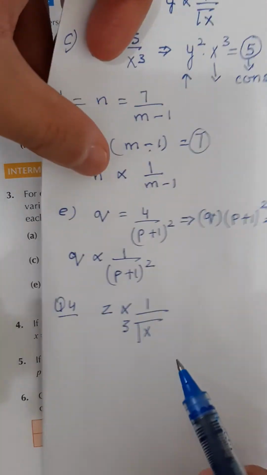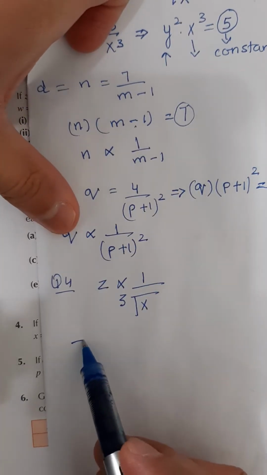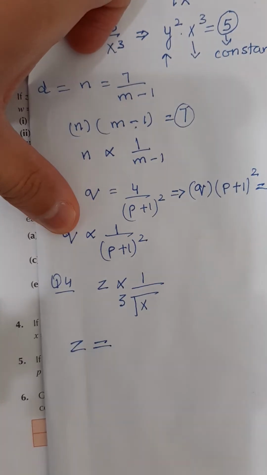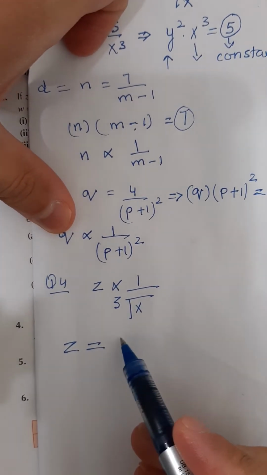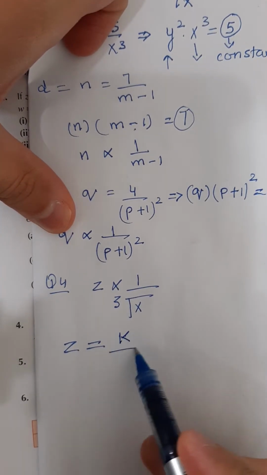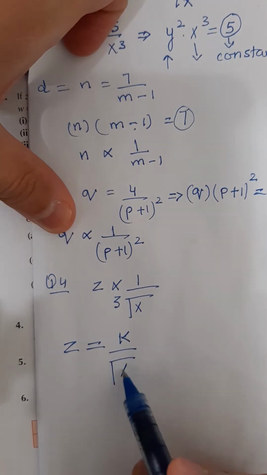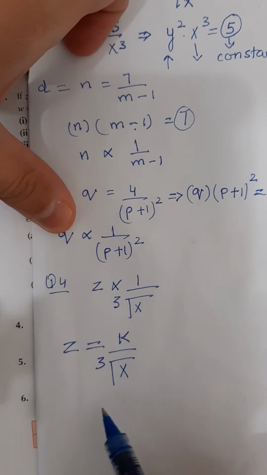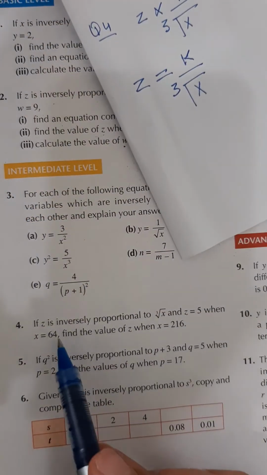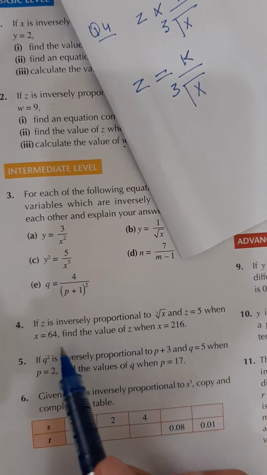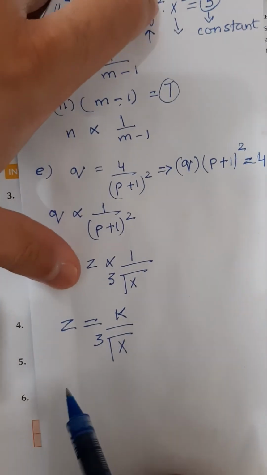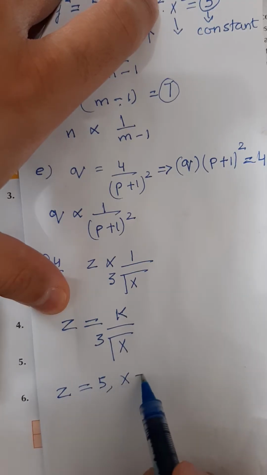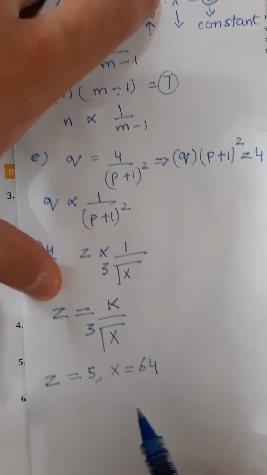Now from here you can write it in equation form by replacing the proportionality sign with an equality sign and inserting a constant k, whose value is to be determined. Now it will become z is equal to k over cube root of x, as they have given us that z is 5 when x is 64.